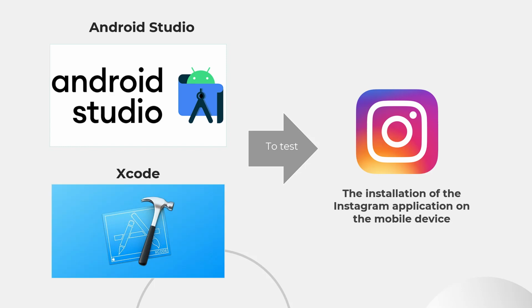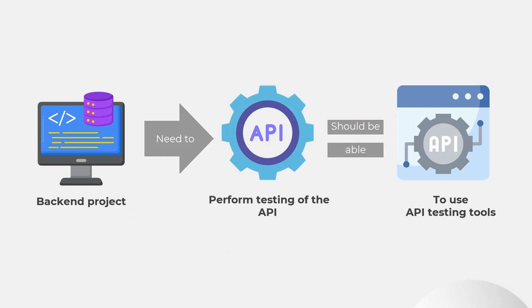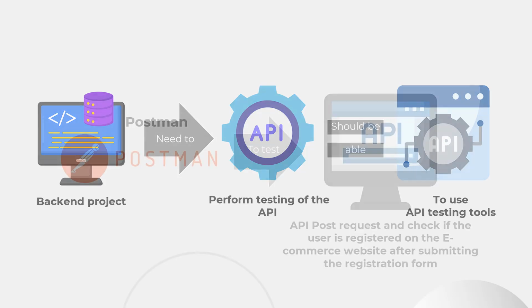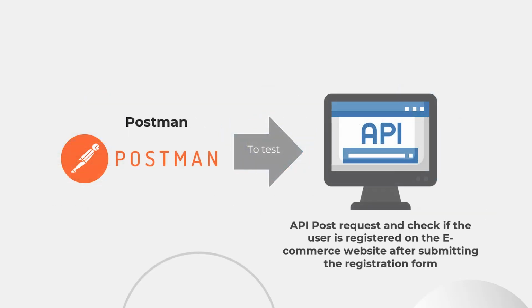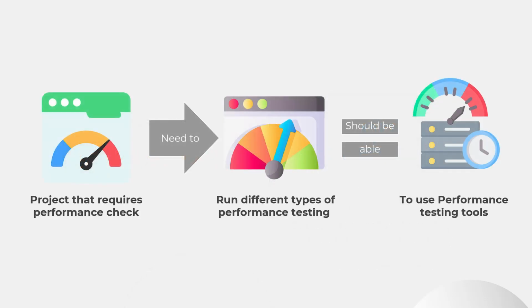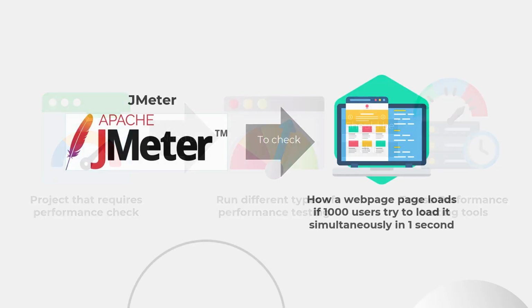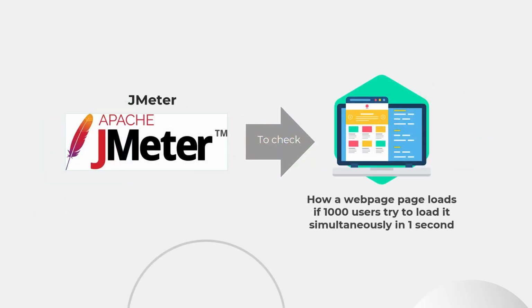If you are working on a back-end project, you need to perform testing of the API. For this reason, you should be able to use API testing tools. For example, knowing how to use Postman to test the API post request and check if the user is registered on the e-commerce website after submitting the registration form. If you are working on a project that requires performance checks and you need to run different types of performance testing, for this reason you should be able to use performance testing tools. For example, knowing how to use JMeter to check how a web page loads if 1,000 users try to load it simultaneously in 1 second.